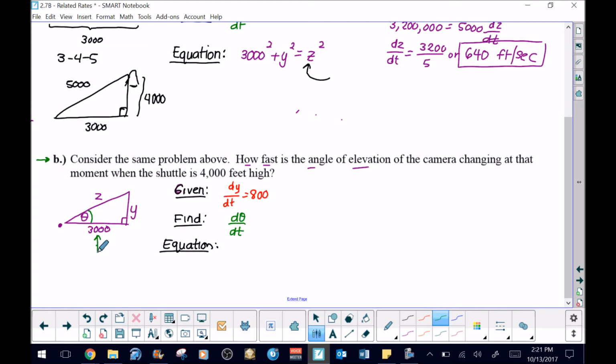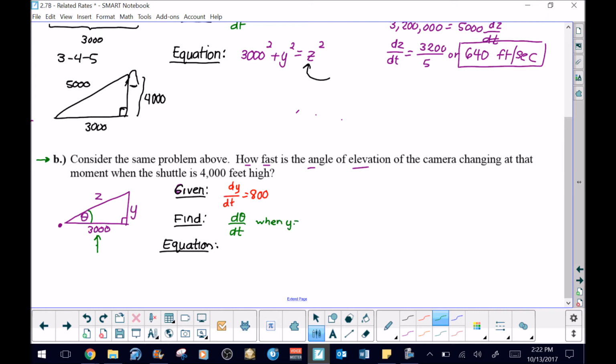So I think you ought to use a trig ratio that incorporates the adjacent side to this angle. Now you just have to pair it up with either z or y. Are you going to use opposite and adjacent, or hypotenuse with adjacent? Which value do we know more about, z or y? Look at your given and find. You already see that dy dt has been given to you, and although I didn't write it, this d theta dt that we're trying to find, we're trying to find exactly when that shuttle is 4,000 feet above the ground. So we have more information about y.